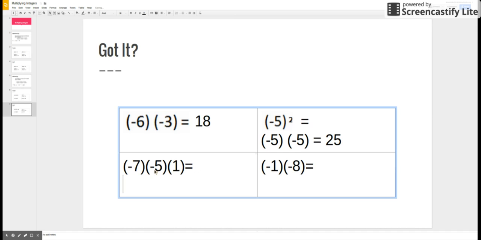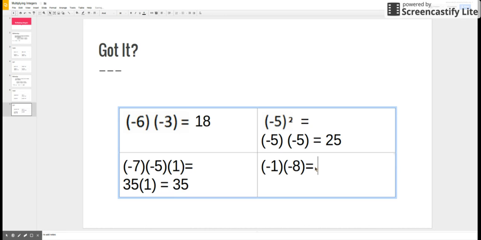All right, here we have one of those problems that have the 3 numbers that you're multiplying. Negative 7 times negative 5 gets me positive 35 times a positive 1. My answer is still going to be 35. So again, negative times a negative gets me a positive. Positive times positive is going to get me positive.